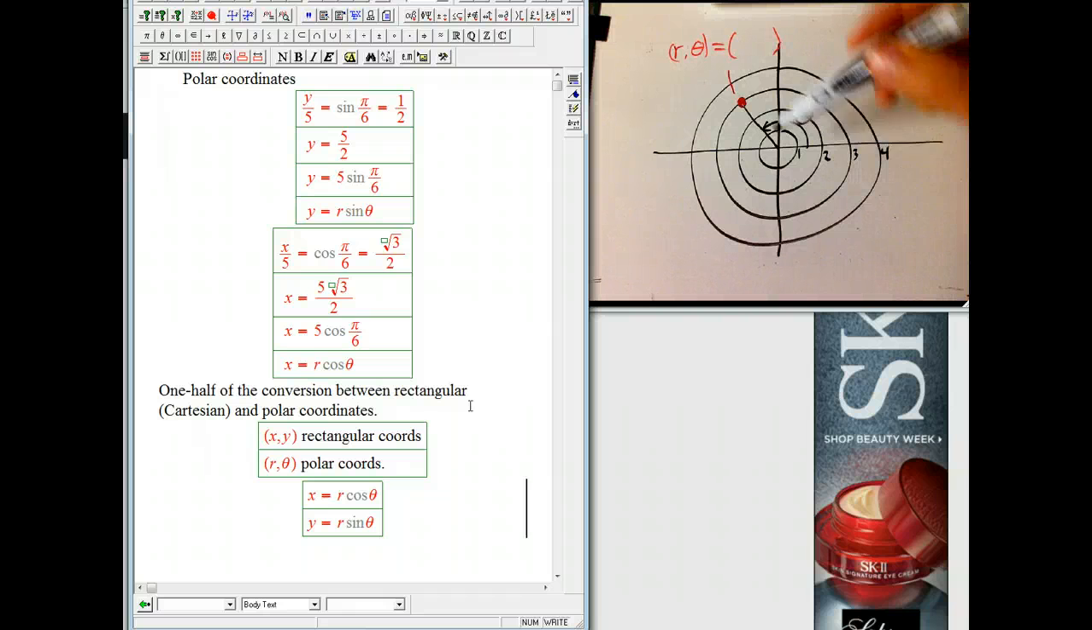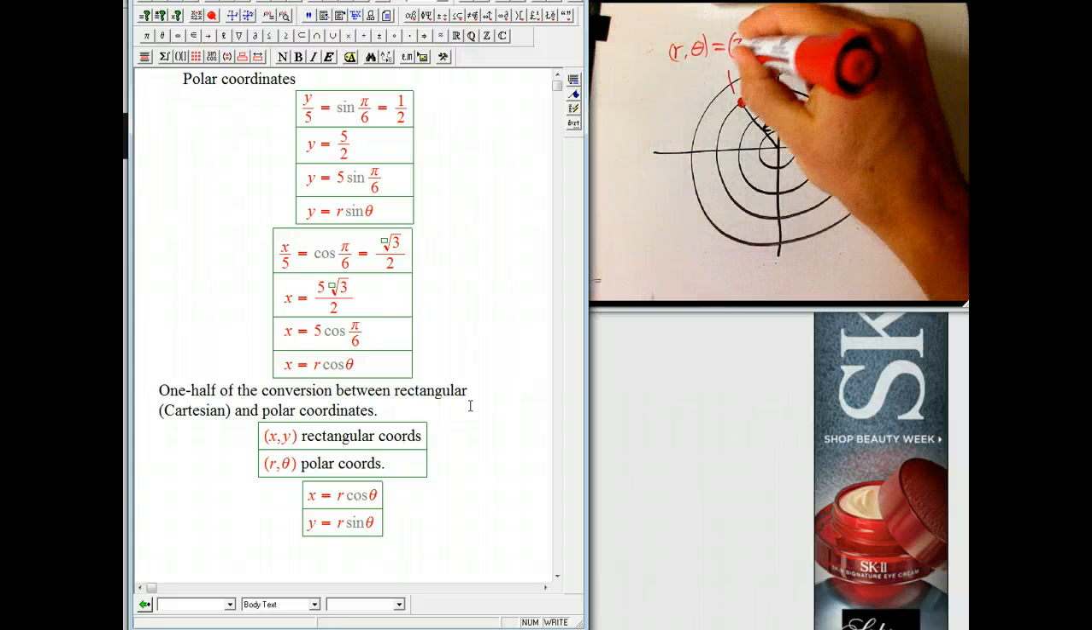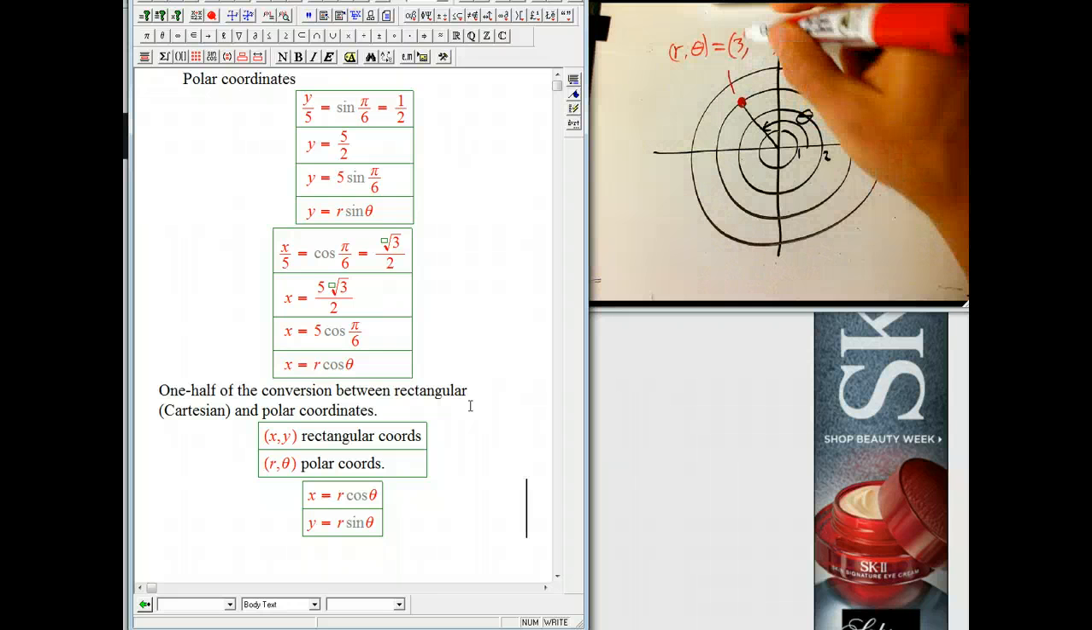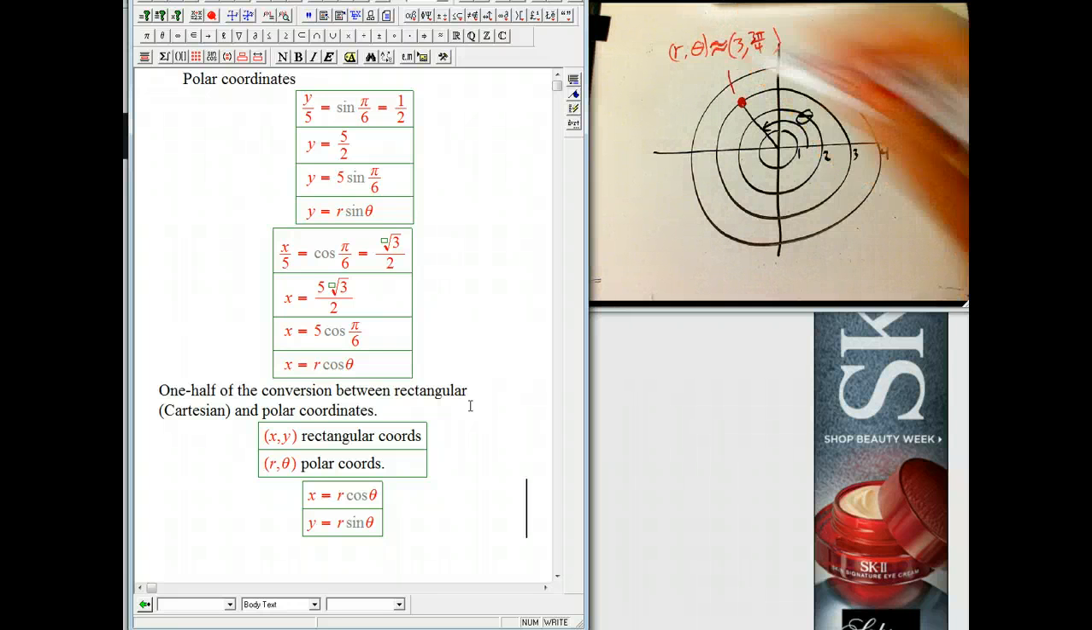And then the r is quite easy since I did these concentric circles. The r is just how far it is. Well, I happen to put it right on the circle 3. So r is going to be 3. And then theta, well, let's see. That looks like it's pi over 4, 2 pi over 4, 3 pi over 4, roughly. I'll make these wiggly lines, I guess, because it's all about approximation.